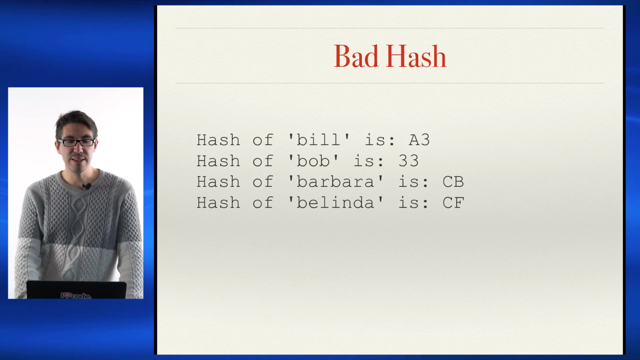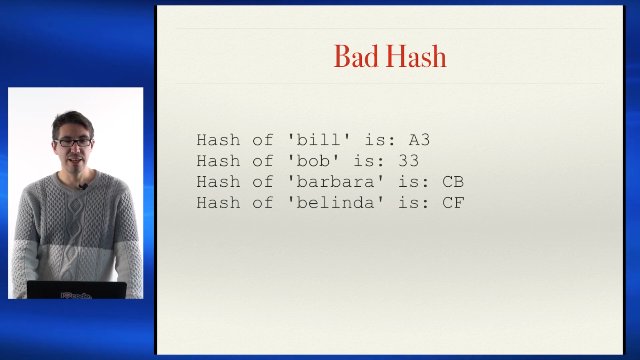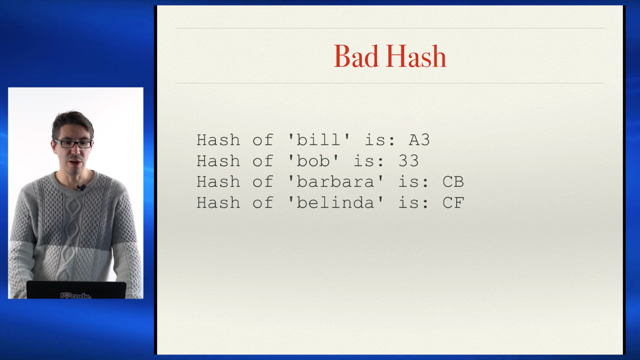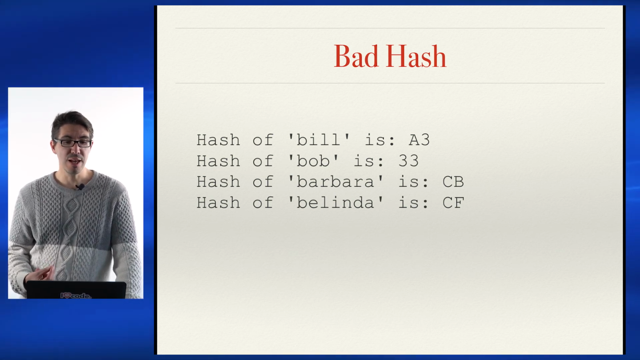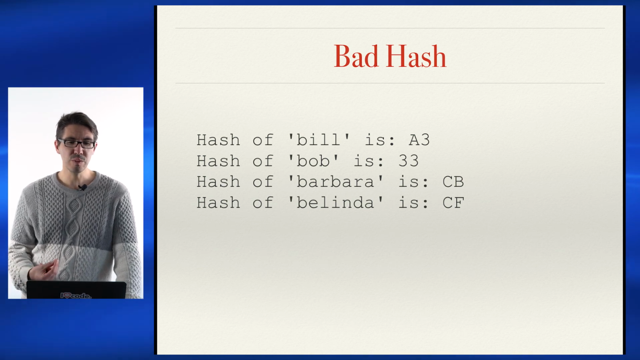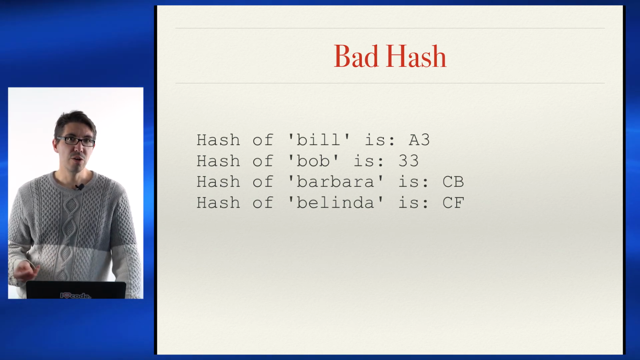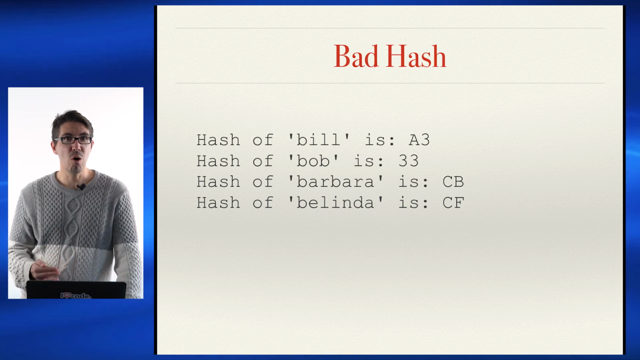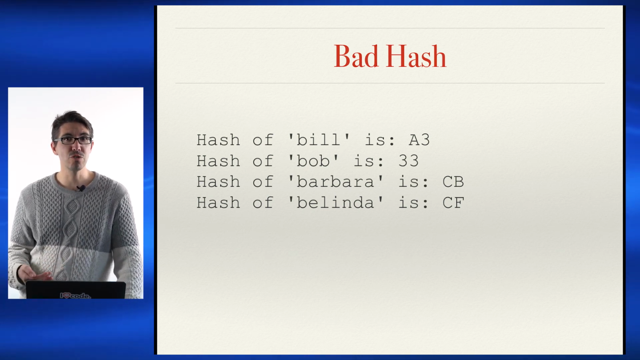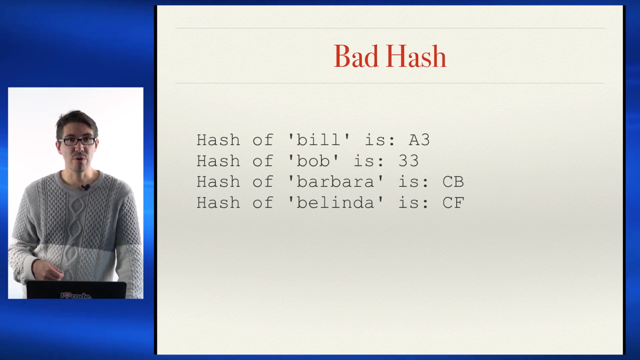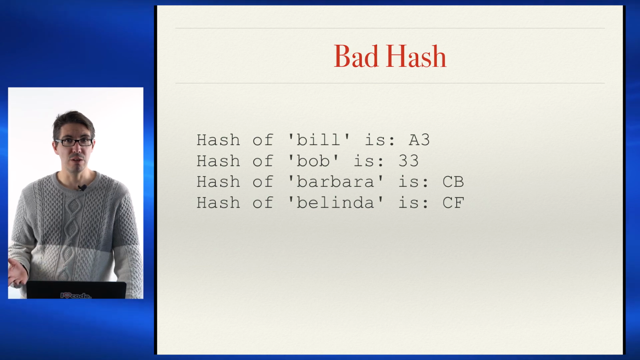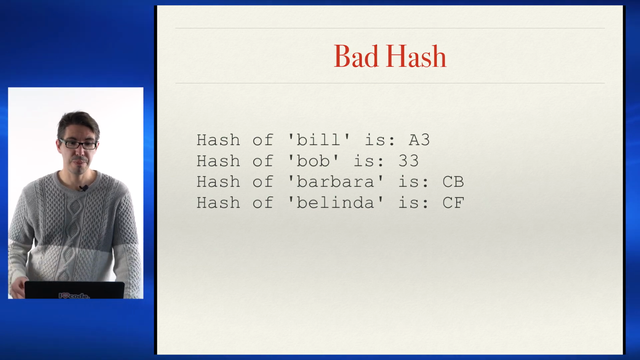Here we can see the hash of Bill is A3. So I get some value back from this string of characters. The hash of Bob is 33, of Barbara is CB, and Belinda is CF. One thing to notice here: no matter the length of the string, I am always going to get a number between 0 and 255, between 0x0 and 0xFF, whenever I run this hash function, no matter how long the input sequence is.